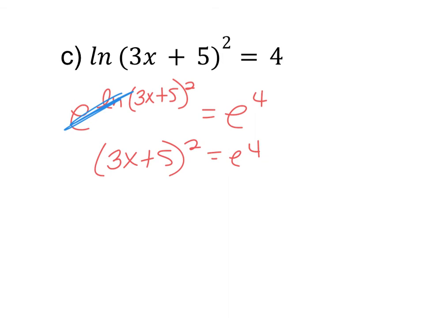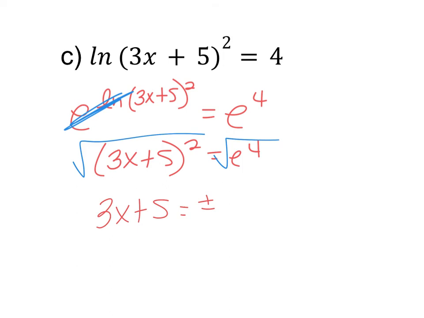Well, you could FOIL that binomial out. That would be kind of gross. And then you would still kind of be stuck because we have a binomial, we have e's. Let's do this instead. Let's square root both sides. So that would give me 3x plus 5 over here. It's a square root, so we're going to have plus or minus. Do not forget that part.